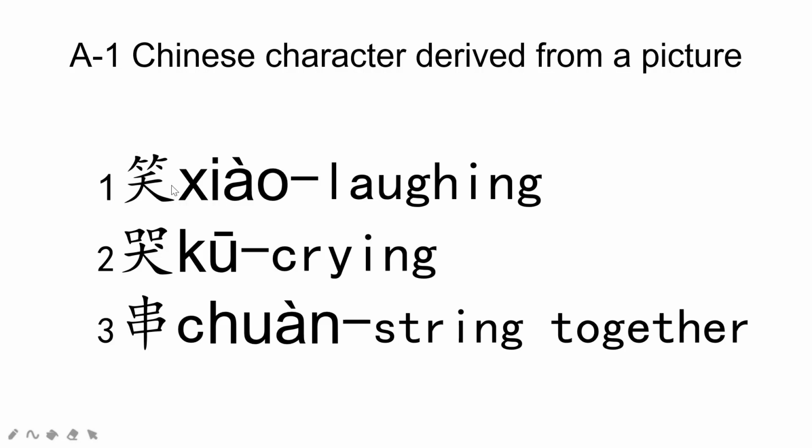The word xiao. When you see this word, it looks like people laughing. So xiao means laughing in Mandarin. This is the eye and it looks like the mouth open so big to laugh. And the second one is ku. Ku is crying. So when you see this word, you can see the 2 eyes with the tears here, crying. And chuan, this word chuan means string together, like kebab strung together.